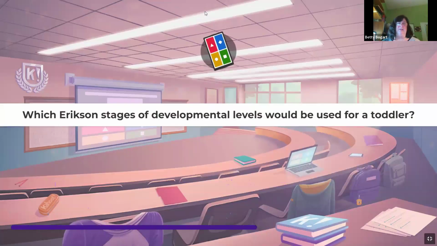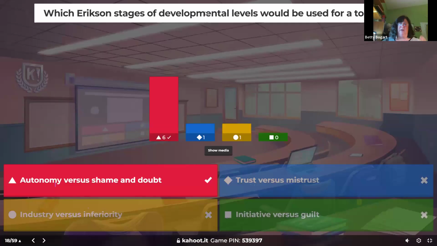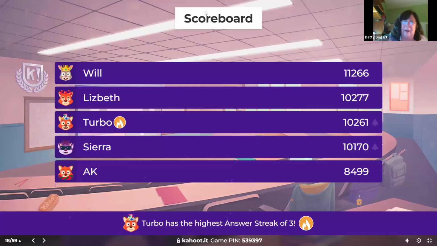Which Erikson stages of developmental levels would be used for a toddler? What did I tell you about toddlers? Who are they? Me, mine, egocentric, right? And then what's mommy, daddy, and Nana doing? Be careful, don't do that. And it's that autonomy. I'm autonomous. I'm going to do it myself. And you're not going to tell me I can't because you're going to make me feel bad about myself. Like, gee, I guess maybe I couldn't have done that. Well, you need to let them try many times, not all the time.